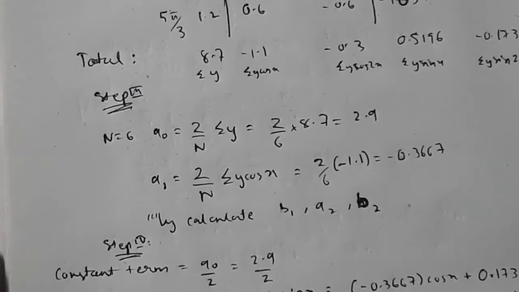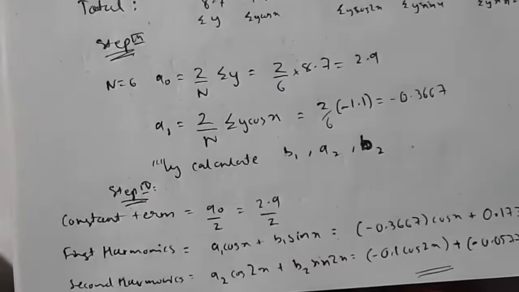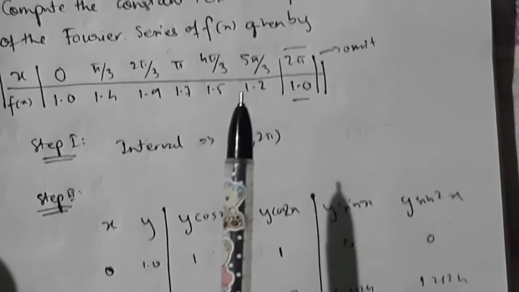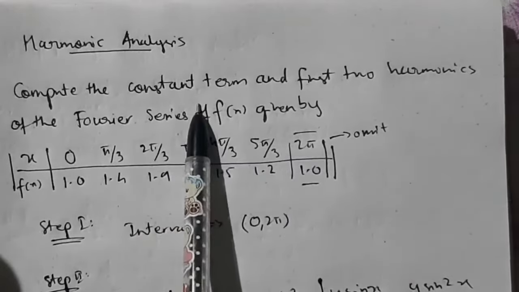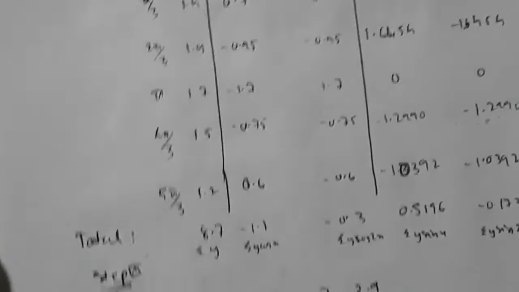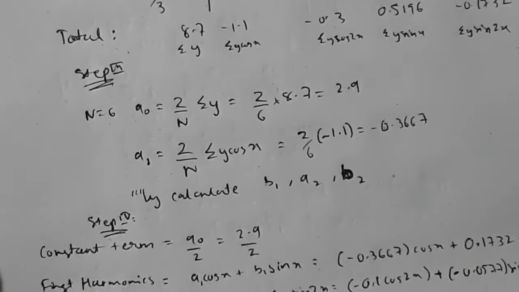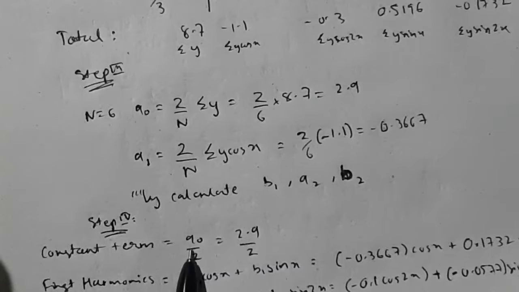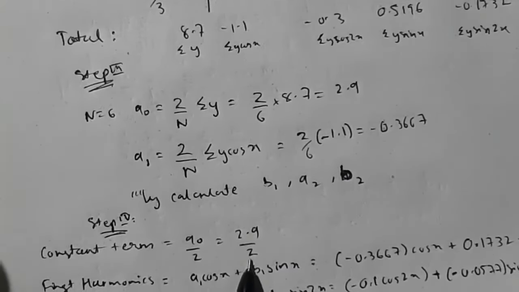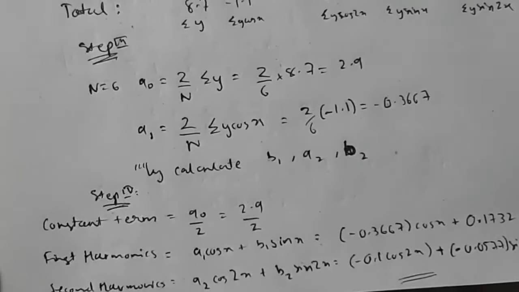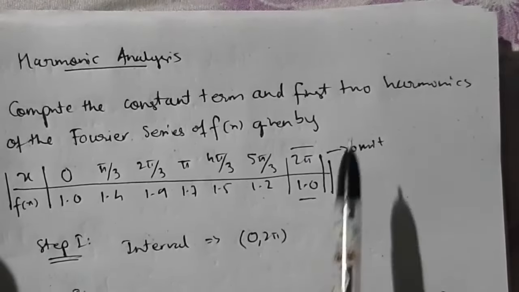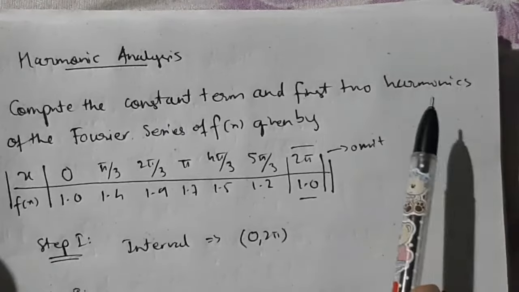The last thing which you need to write is constant term. See in the question what they had asked. Constant term. What is constant term? In constant term you will have no cos or no sine. That means a naught by 2. That will be the constant term always. Substitute value of a naught by 2. Write this answer. Then they have also asked you to calculate first 2 harmonics, means first harmonics and second harmonics.